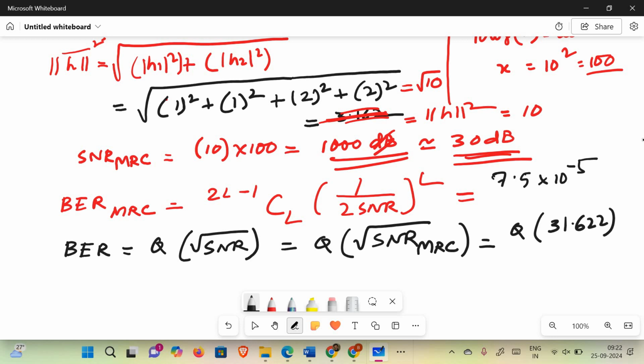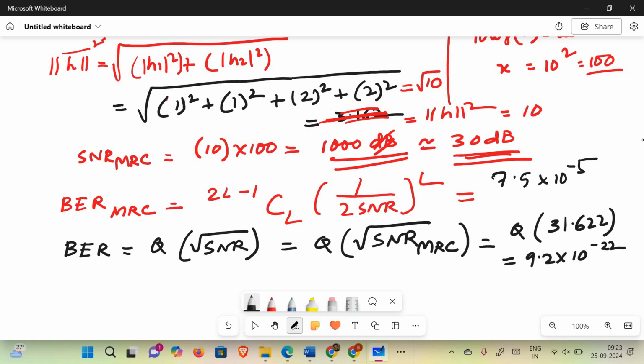31.622, something like this. Now the point here is, sir, where will I get the Q function? That is where you get the approximate solution, half of e to the power minus x square by 2, which can be done in calculators, which is not a problem. Right? So if you do this calculation, you will also get a very similar result to that of 7.5. In fact, this is coming as 9.2 into 10 to the power minus 22, which is very, very low.